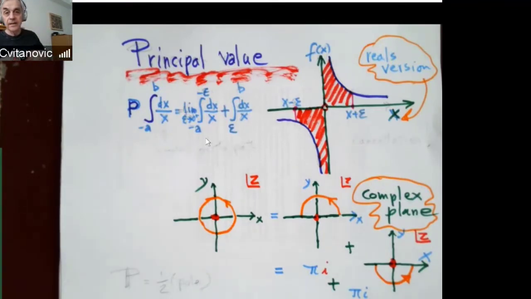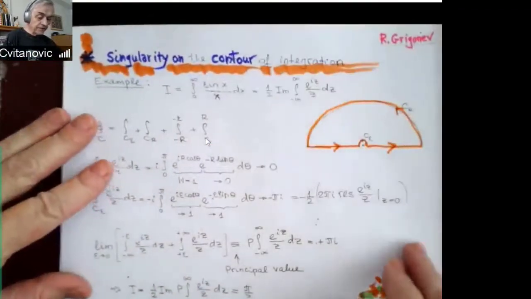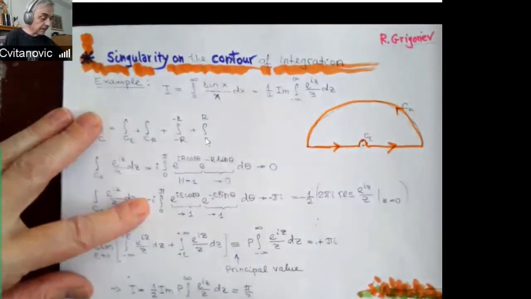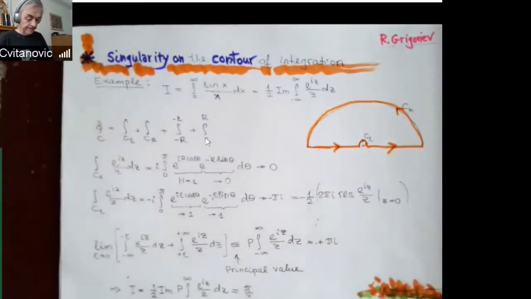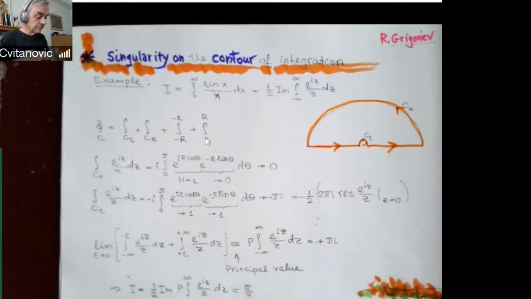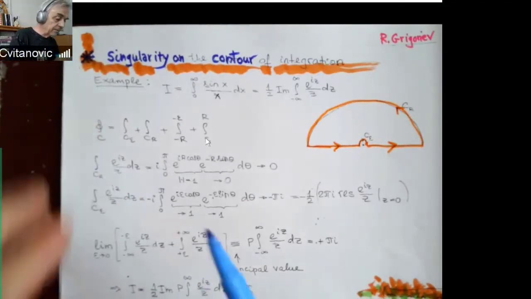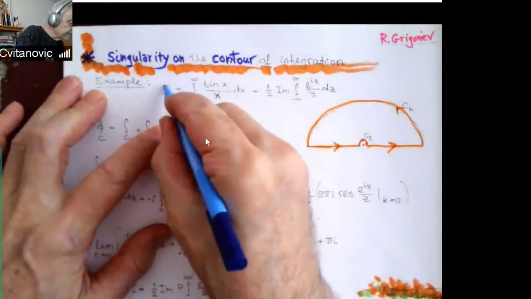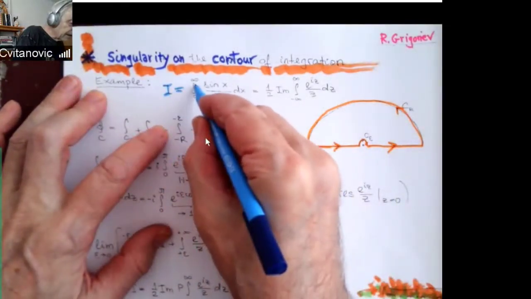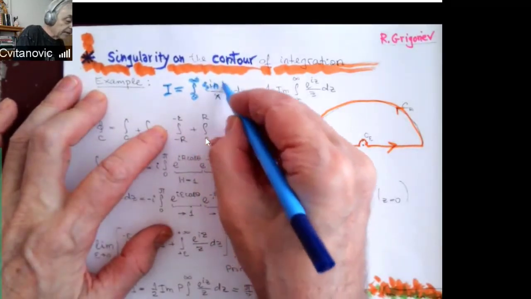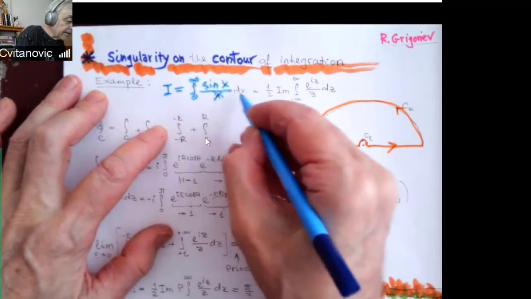Now, I will evaluate a typical integral that we encounter in designing radars or whatever, in which we have a singularity on the contour. So this is now a little bit more complicated. It's an integral from 0 to infinity of sine x over x dx.